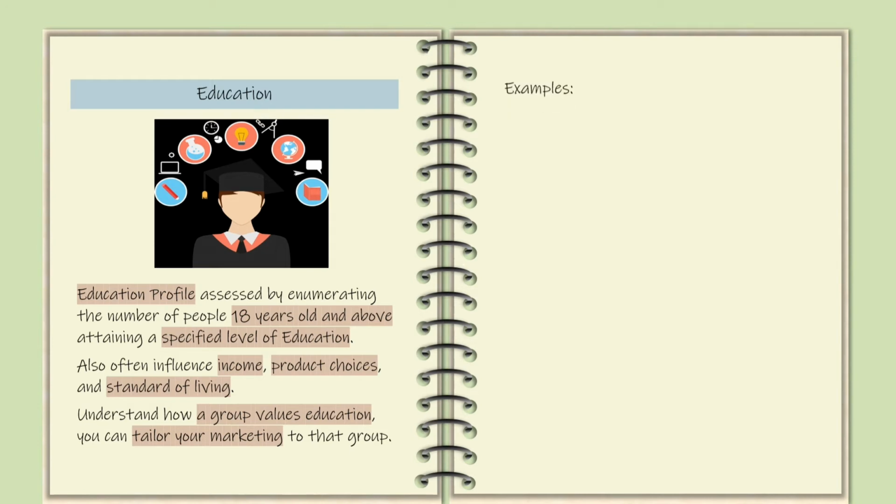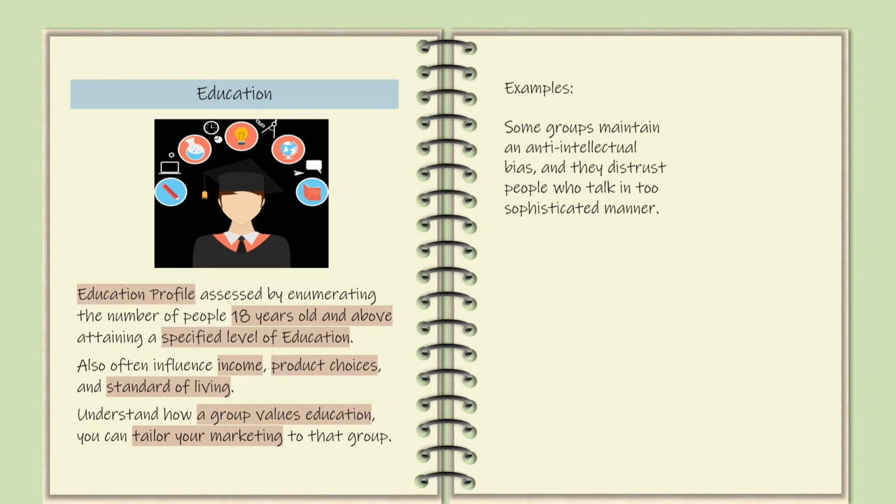And we have two examples dito about sa education. Number one, some groups maintain an anti-intellectual bias and they distrust people who talk in a too sophisticated manner. So, may mga tao talaga na mas gusto ang friendly approach na pagpropromote sa kanila ng product dahil mas nauusisa pa nila ng mga customer sa part ng customer na maayos ang product na in-offer sa kanila dahil hindi sila nahiya or na-intimidate sa paraan ng pag-approach sa kanila ng promoter ng product.